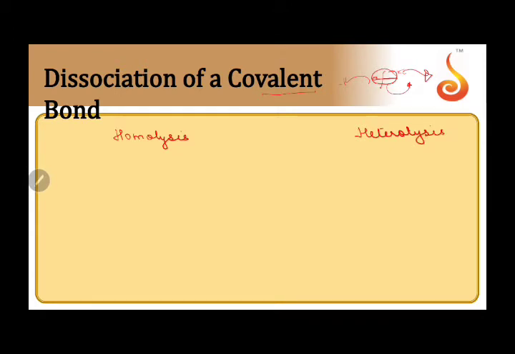Lysis here means breaking, so we are breaking the covalent bond equally. Symmetrical distribution of bonding electrons takes place. So, if we take an example here, symmetrical distribution of bonding electrons.